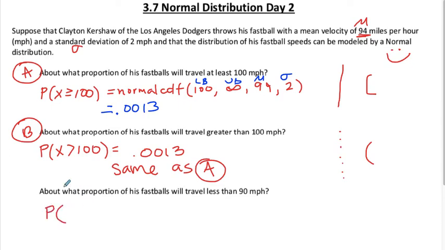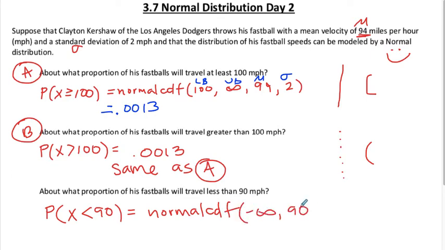On part C, about what proportion of his fastballs will travel less than 90 miles per hour? So now we're just going less than 90. This will be our normal CDF. Now we're going from negative infinity up to 90 because we want all the observations less than 90. Still centered at 94 with a standard deviation of 2. I'm going to make sure that I label my answers so I don't lose my points.